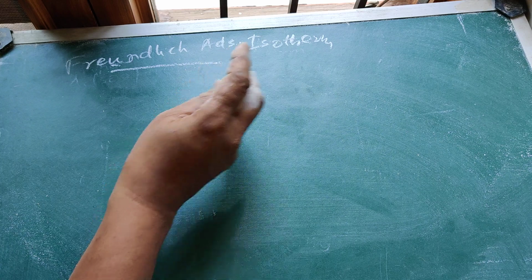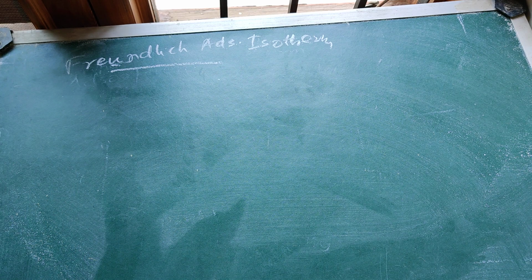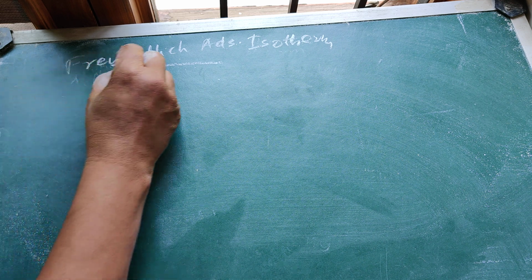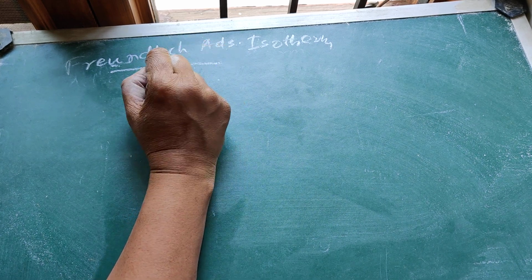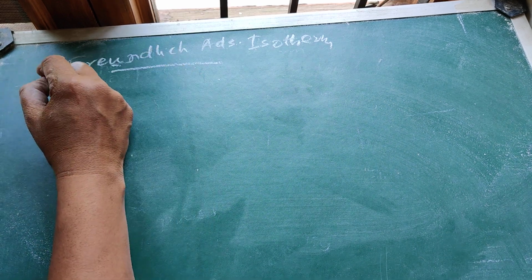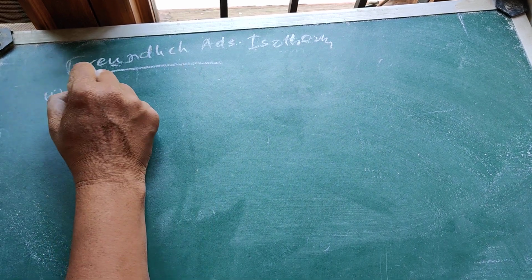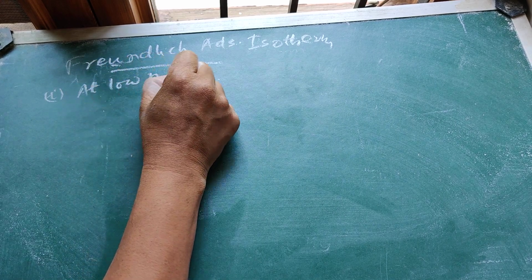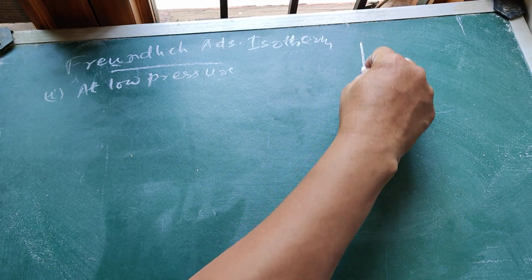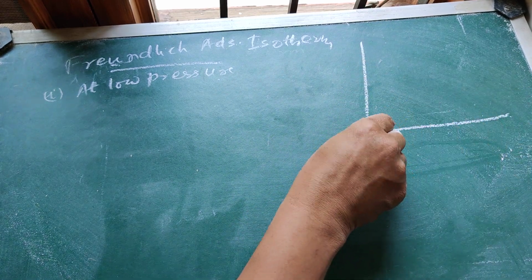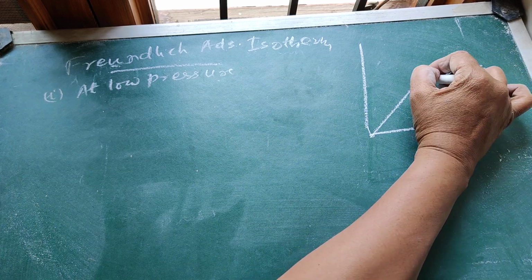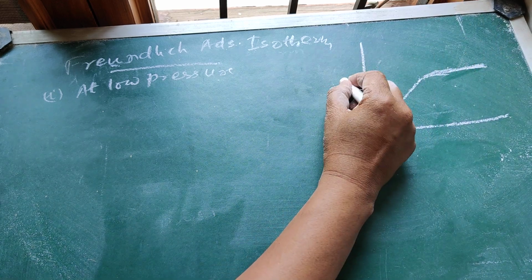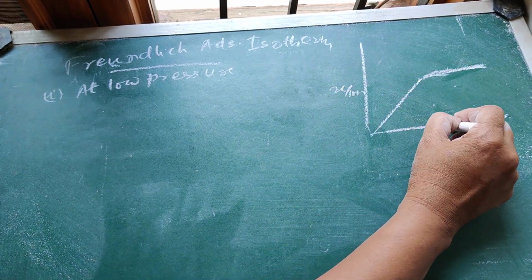Okay, so for the graph that is there, x by m versus pressure, according to that graph, he gave a mathematical expression. From the graph, the following observations are made. At low pressure, the graph is almost straight, then some curve, and then it becomes constant. Okay, x by m and pressure.